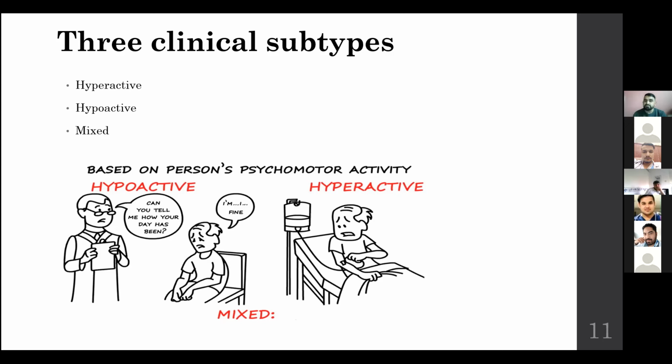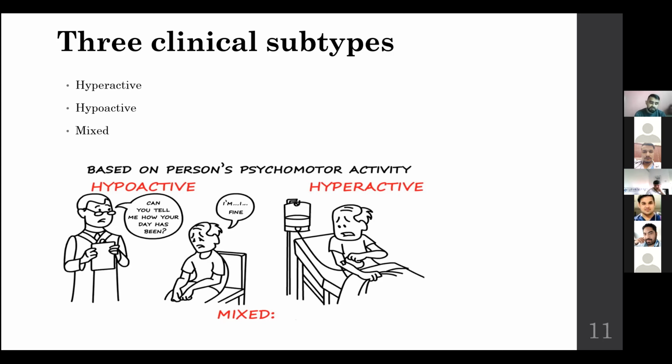There is also a third subtype, which is mixed. In this subtype, both hyperactive and hypoactive features are present, and it is very difficult to identify. As you can see in this figure, the person with hypoactive delirium is saying, I'm fine, with slow speech, which is suggestive of hypoactive features. The hyperactive one is trying to remove the cannula and looks very aggressive, like hyperactive subtype delirium.